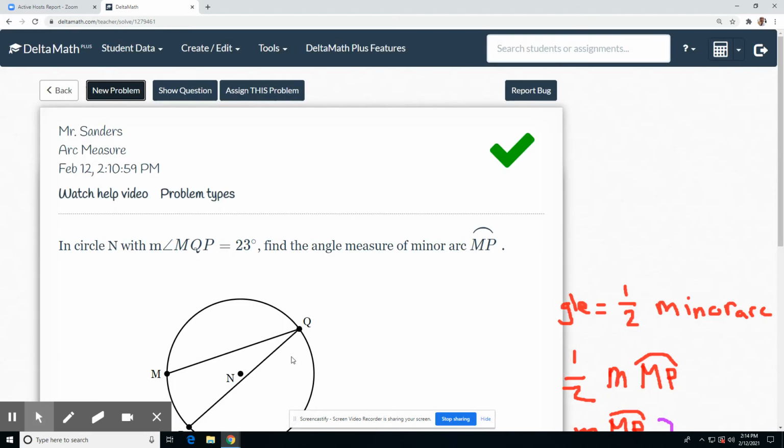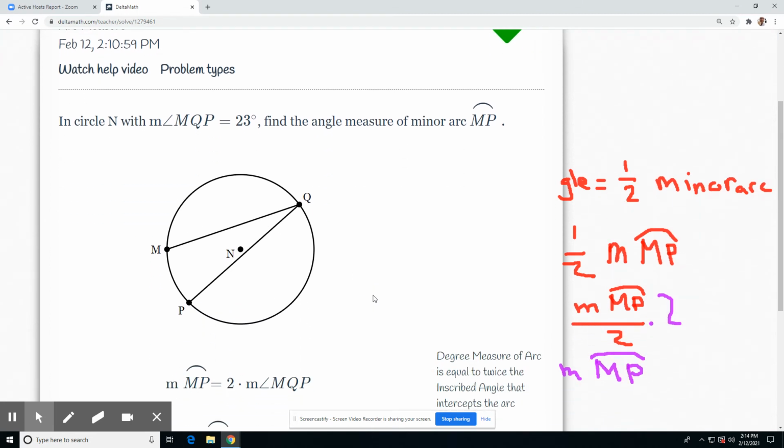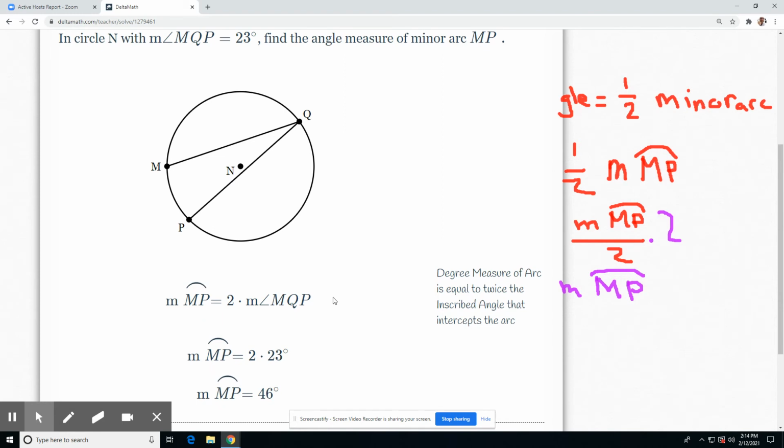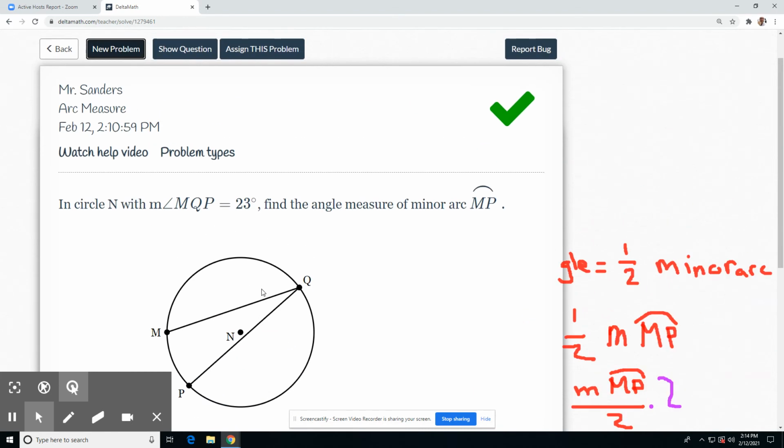So all of these are going to be very similar. You're either dividing by 2, multiplying by 2, or it'll be equal. Like if it's just asking the central angle, those are the easy questions. Degree measure of an arc is equal to twice the inscribed angle that intercepts the arc. So they just have it kind of reversed in the way they have the formula. Either one works, multiplying by that or dividing by 2. Let's take a look at the next one.